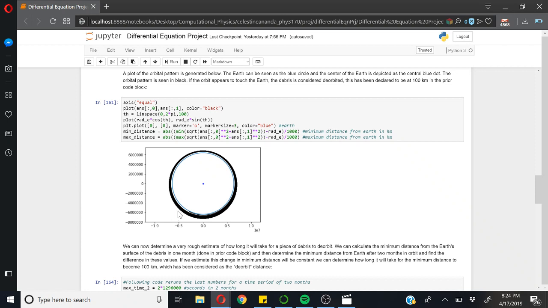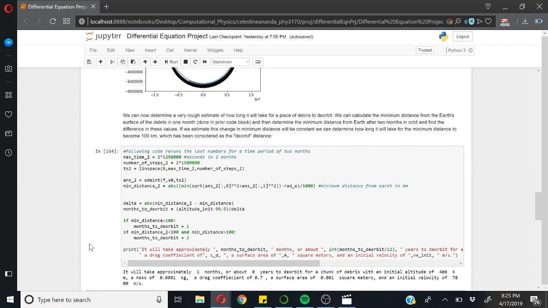So, what you're seeing here, the blue circle is Earth. This is the center of the Earth. We are starting right about here, and then going around and around and around for a month, actually a little bit less than a month, and then it appears we have reached the 100 kilometer point here, and we consider that the paint fleck has burnt up. So it appears that within 1 month, with these initial conditions, the paint fleck is no longer causing a problem. But during that month, it could have catastrophic effects on satellites.